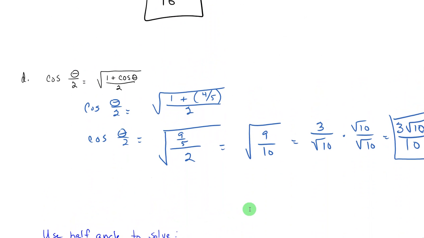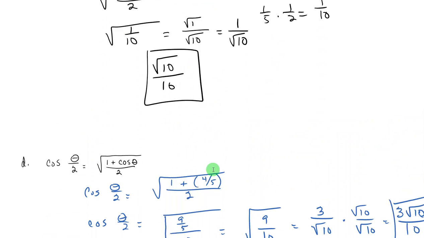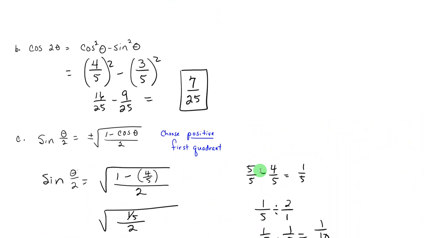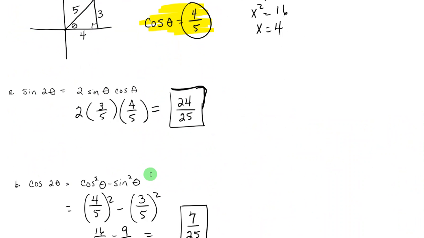Cosine of theta over 2, same idea. We're going to use the positive. The only thing different, this was 1 minus cosine. This is 1 plus cosine. So now I have 9/5 over 2, which is 9 over 10. Square root of 9 is 3, so I have 3 over the square root of 10. I rationalize it, and I end up with 3 square roots of 10 over 10. So that was doing all four, given this one bit of information.